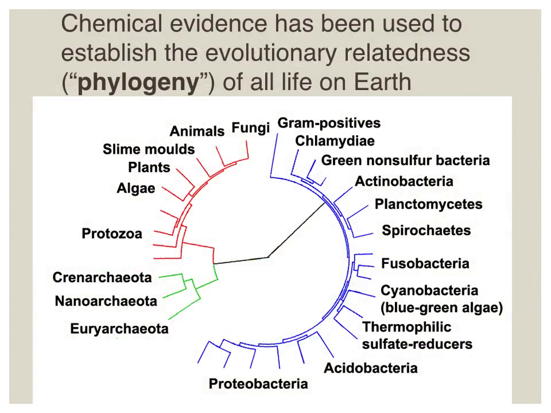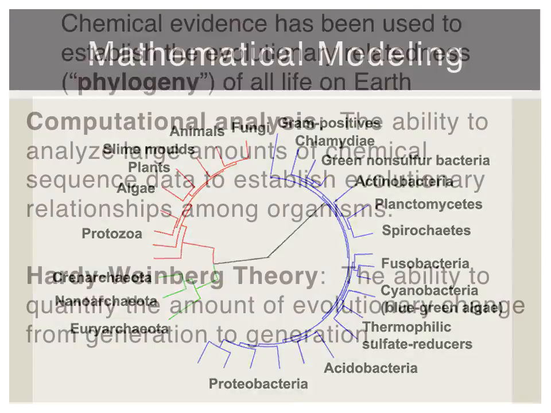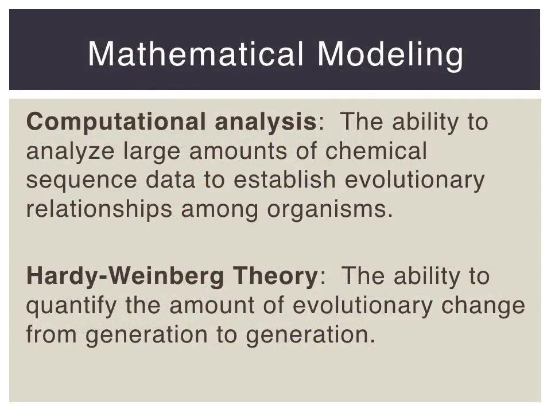We're able to use this chemical evidence to establish the relatedness between organisms, and we call that the phylogeny of all things on Earth. Here we have an example of a phylogeny of all living things on Earth. The last thing I mentioned at the beginning is that the evidence for evolution also includes some mathematical processes. Computational analyses have been done to look at large amounts of chemical sequence data in order to establish those large phylogenies, and there is also the Hardy-Weinberg theory, which is something that we will learn separately in class.